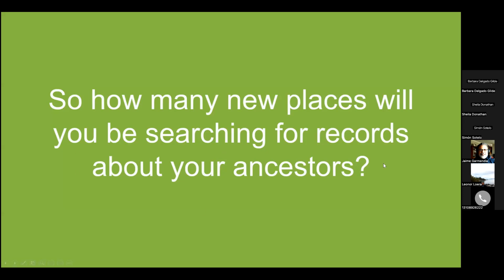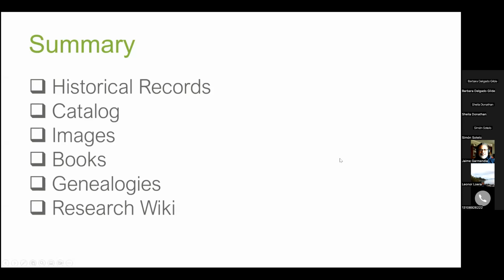So how many new places will you be searching tonight for records about your ancestors? We've talked about historical records, we've talked about the catalog, we've talked about images, books, genealogies, and the research wiki, all places where you can go in and find more information. So we'll end with that.